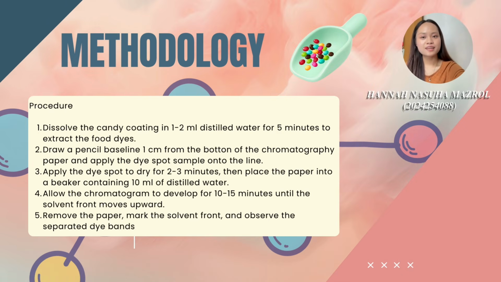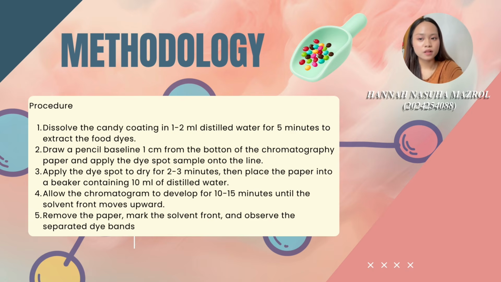Now we move on to the actual fun part, which is the procedure. To begin with, we dissolve the candy coating in 1 to 2 ml of distilled water for about 5 minutes to extract the food dyes. Next, we draw a pencil baseline 1 cm from the bottom of the chromatography paper and apply the extracted dye sample onto the line. After allowing the dye spot to dry for 2 to 3 minutes, we then place the chromatography paper into a beaker containing 10 ml of distilled water.